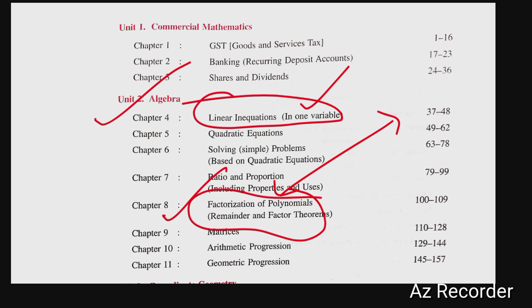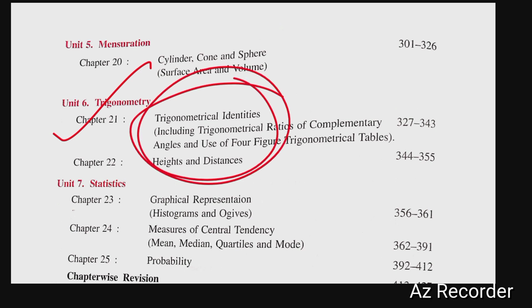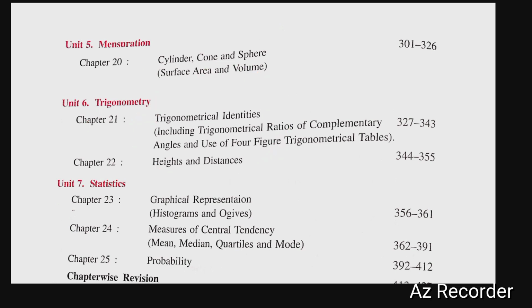The most important and most difficult chapter, which everyone fails, is trigonometry: the trigonometric identities and heights and distances. Trust me, children, if you know the basic properties of trigonometry and the basic identities, this chapter is going to be the easiest of all the chapters. Unlike the other chapters, here you will have to prove the identity. The question asked in the 2026 board examination related to trigonometric identities was such an easy question. And heights and distances also.